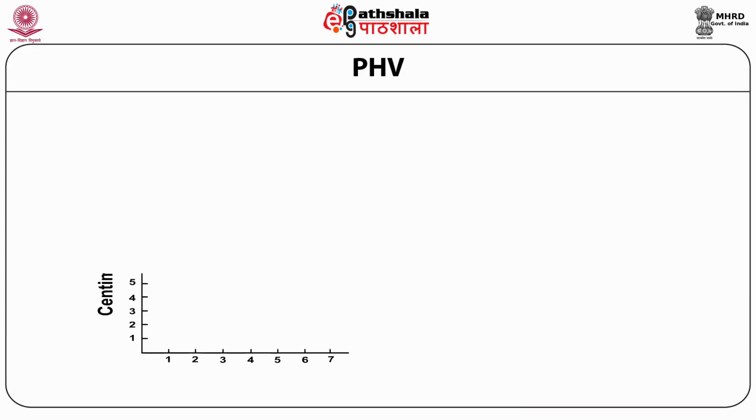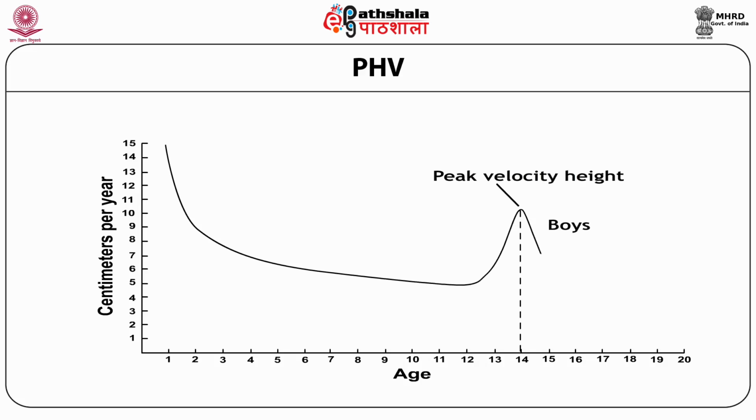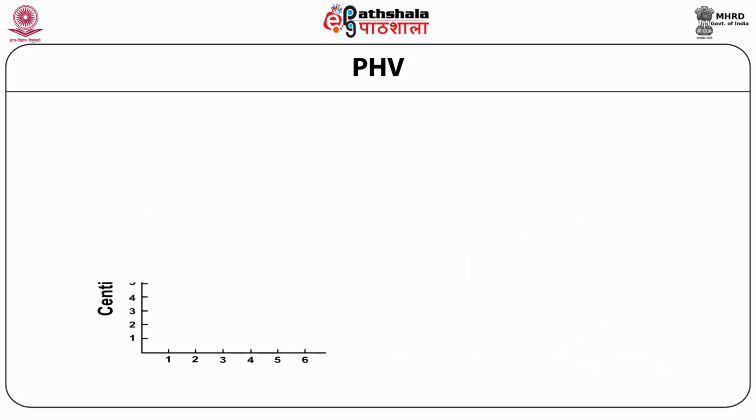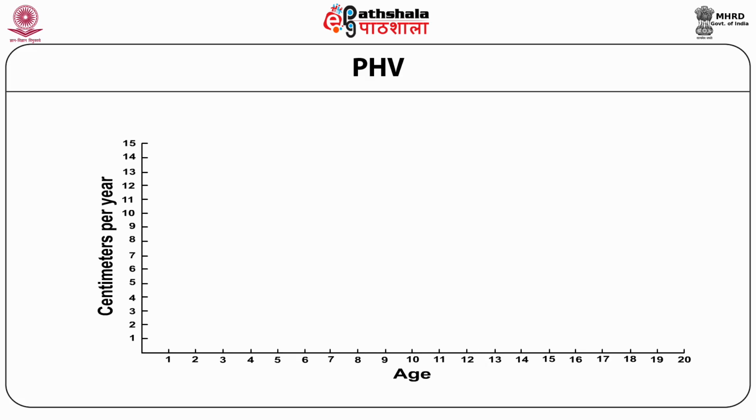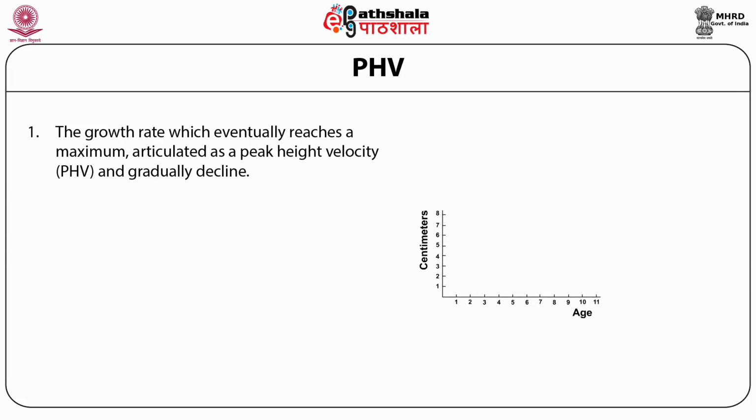This graphical representation shows us the peak height velocity curve for girls and boys, showing the increase in stature expressed in centimeters per year. As we can see, this PHV, that is the peak height velocity, shows the maturation, which is signaled by the rapid acceleration in the growth velocity of virtually all skeletal tissues, which indicates the adolescent growth spurt. An increase in the growth velocity marks the commencement of the adolescent spurt. The growth rate, which eventually reaches a maximum, is articulated as the peak height velocity, and then gradually declines.